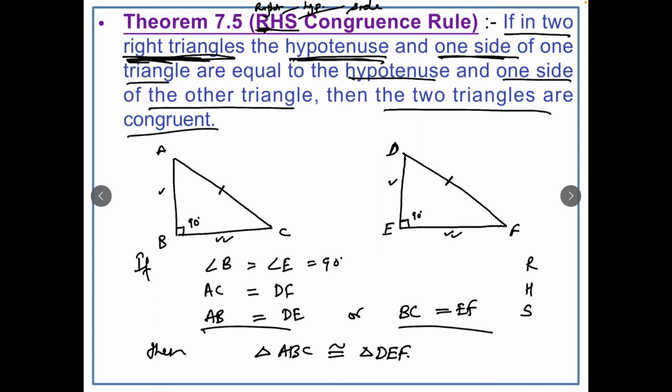the triangle ABC will be congruent to triangle DEF. One thing that you have to remember is that this theorem or congruence rule is applicable only in a right triangle. It will not be applicable in other types of triangles. So these are theorems 7.4 and 7.5.